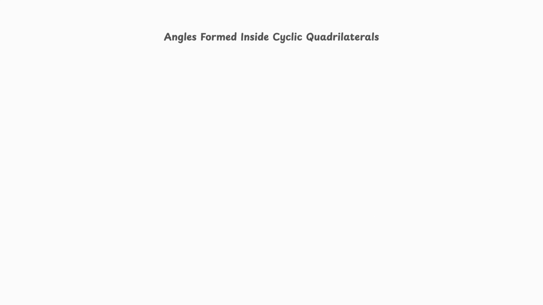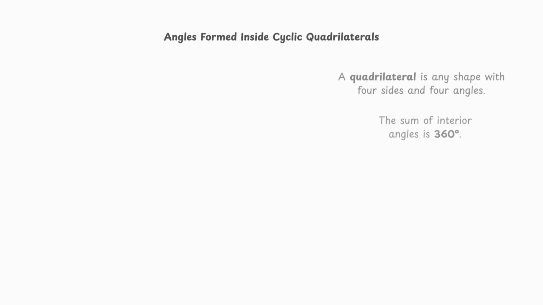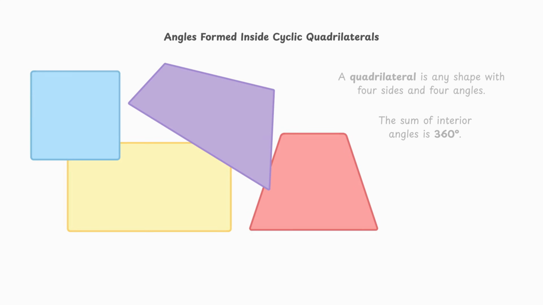Let's get started. Let's begin by understanding quadrilaterals, because cyclic quadrilaterals are built from this idea. A quadrilateral is any shape with 4 sides and 4 angles. Now here is a very important fact. The sum of the interior angles in any quadrilateral is always 360 degrees. No matter the shape, regular or irregular, tilted or stretched, the total will always be 360 degrees.